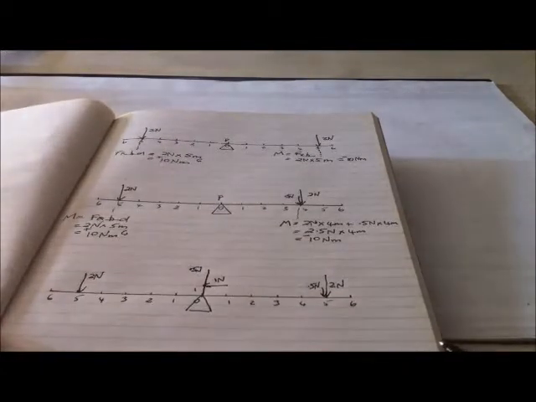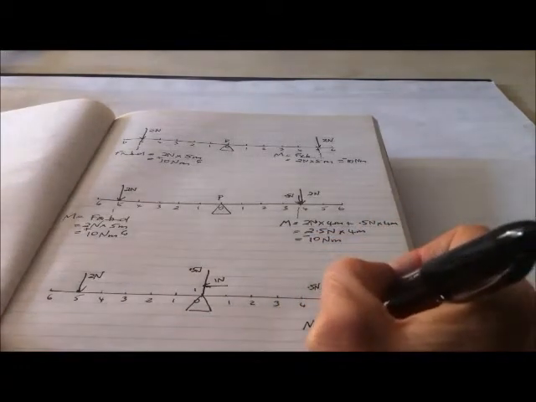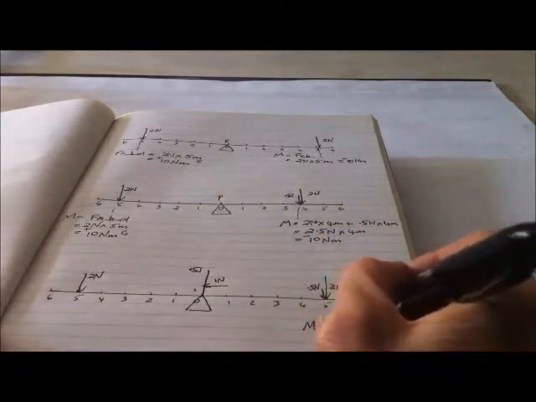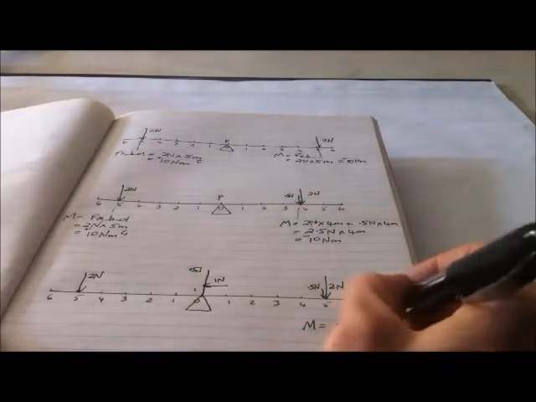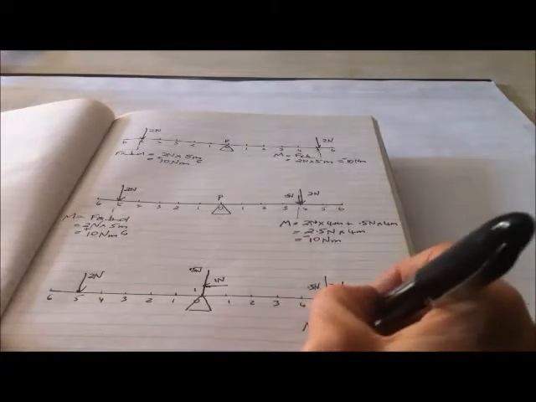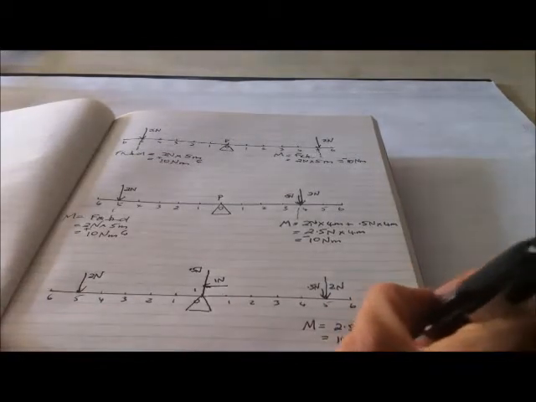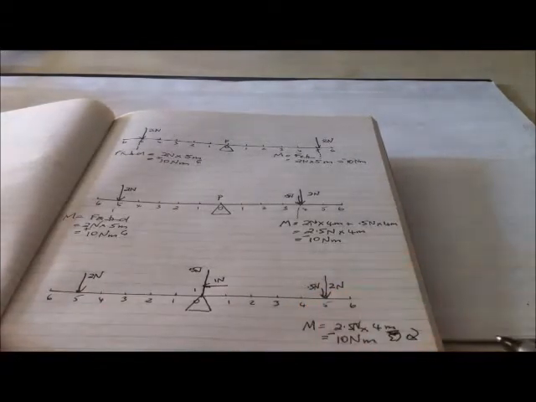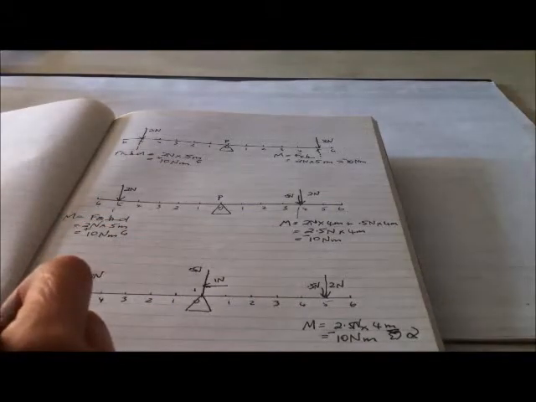Okay, well let's see. As before, this moment here is equal to 2.5, the total force down along that line of action, times its perpendicular distance, which is 4 metres, which is 10 Newton metres, and it's in the clockwise direction, so it's negative. And this one over here, as before, is 10 Newton metres.